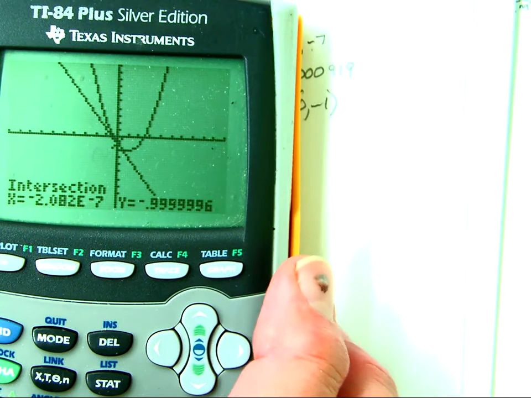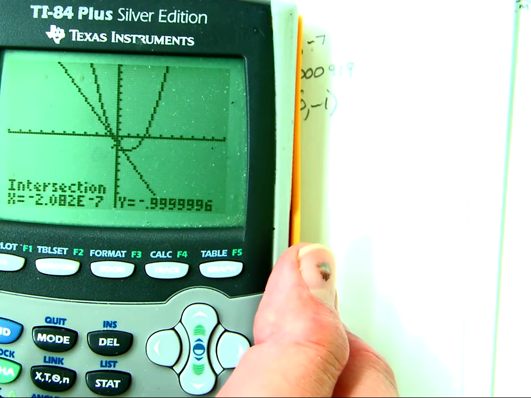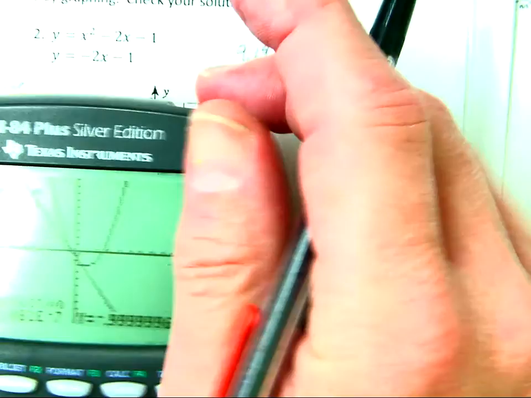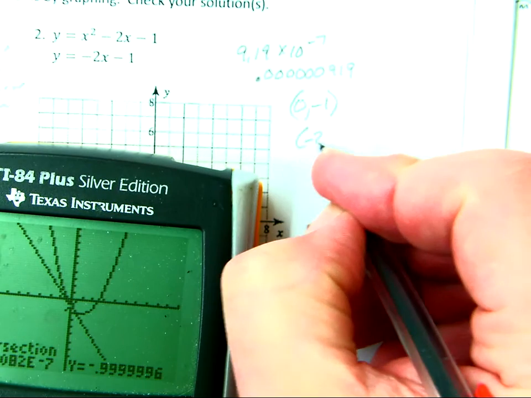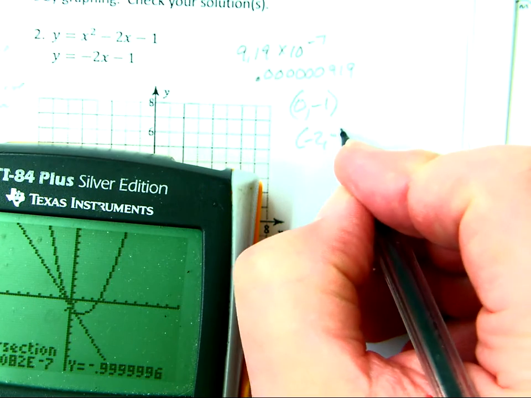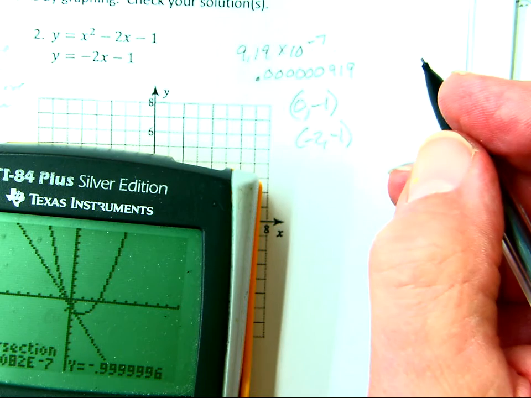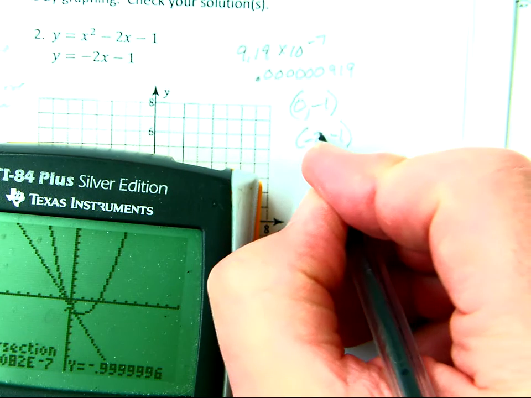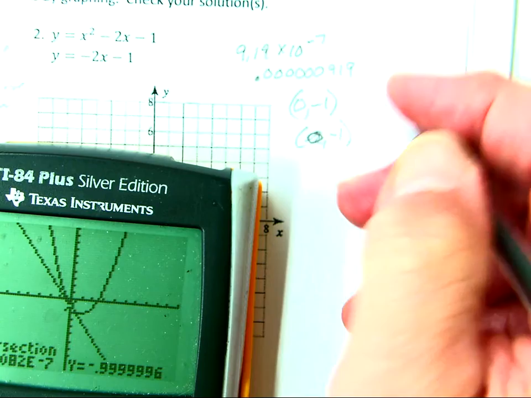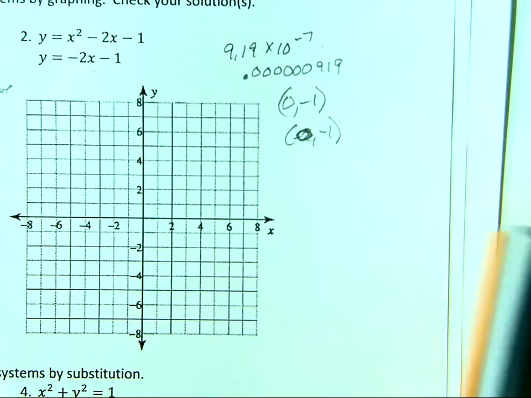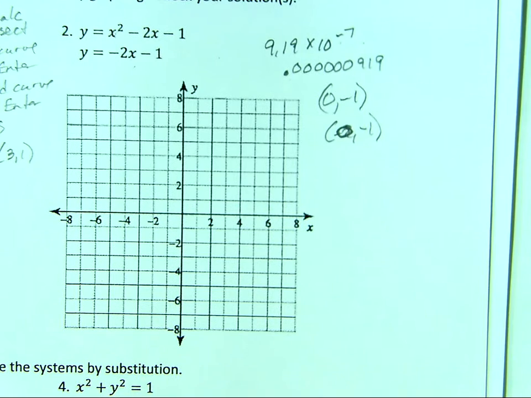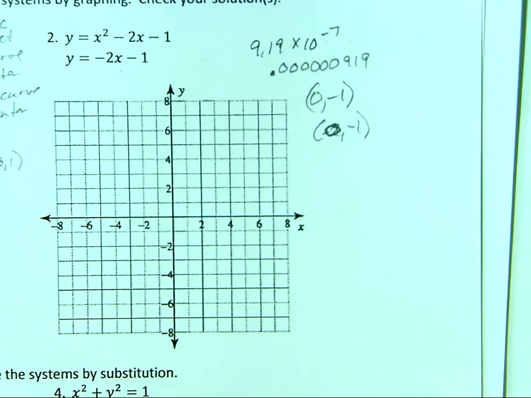Notice it's got negative 2.08 e to the negative 7. So that's roughly negative 2. And then y is at negative 0.99999, so that's negative 1. I'm sorry, that's still 0. Sorry, I'm thinking wrong. So at negative 2, that's still 0. So there's only 1 point there, 0, negative 1. Okay? So that's solving by graphing. Do them on your calculator, second calc, intersect.